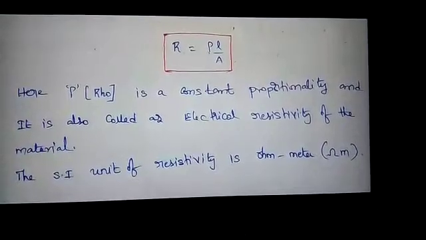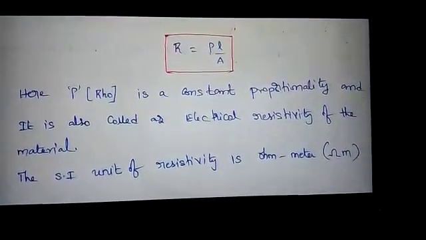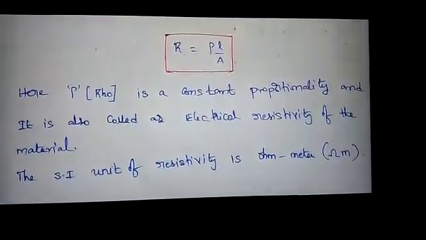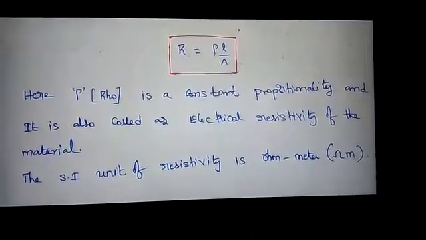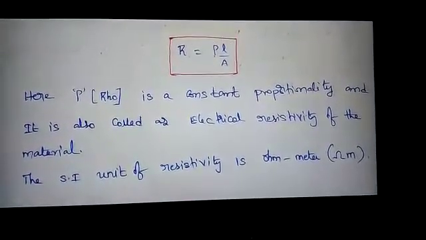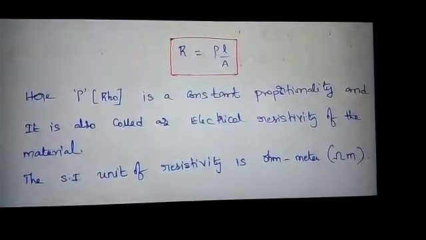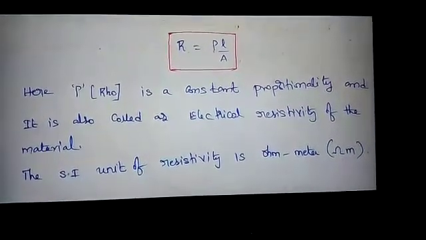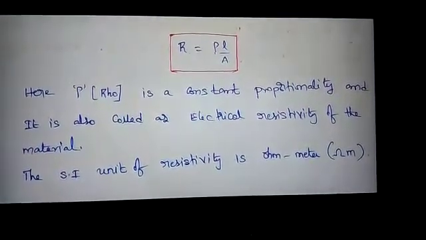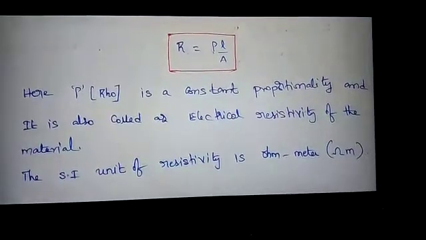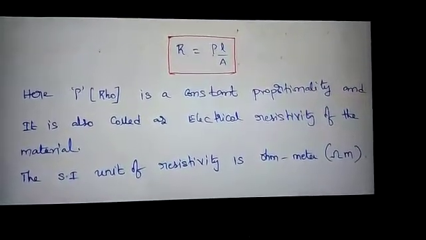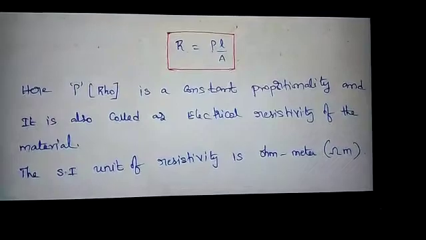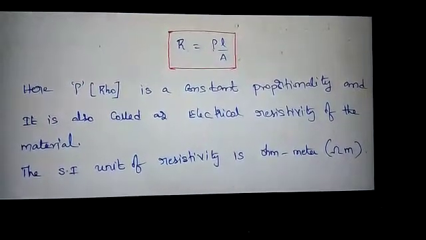Each material has its own constant, that is, the resistivity of the material, which tells whether it is a good conductor or a bad conductor. It is also called the electrical resistivity of the material. The SI unit of resistivity is ohm meter.